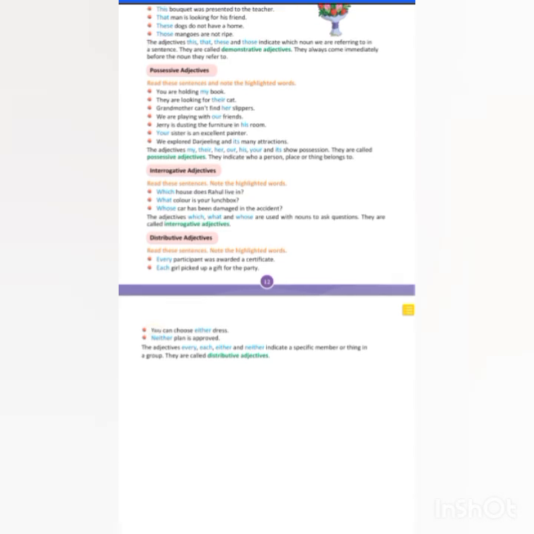And the last one, distributive adjectives. Distributive adjectives are given here: every, each, either, neither. Every participant was awarded a certificate. Each girl picked up a gift for the party. You can choose either race. Neither plane is approved. The adjectives every, each, either, neither indicate a specific member or thing in a group. They are called distributive adjectives.